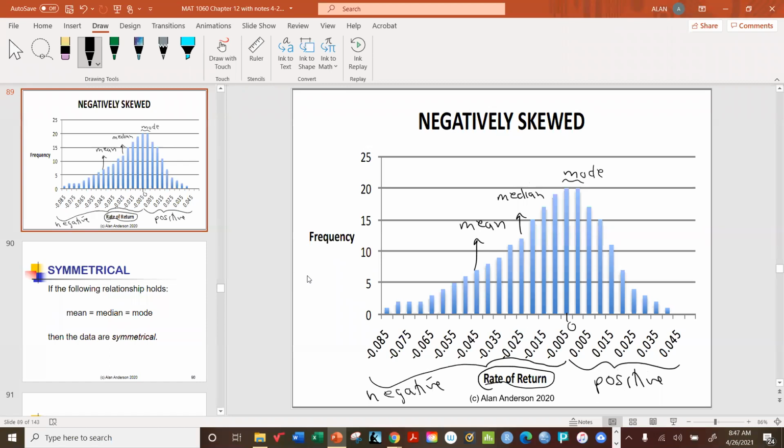So you can see right here, we can observe that the data are negatively skewed because the mean is smaller than the median, which in turn is smaller than the mode. And you can tell at a glance just by looking at the data, without having to look at all the individual numbers, that this data is negatively skewed.